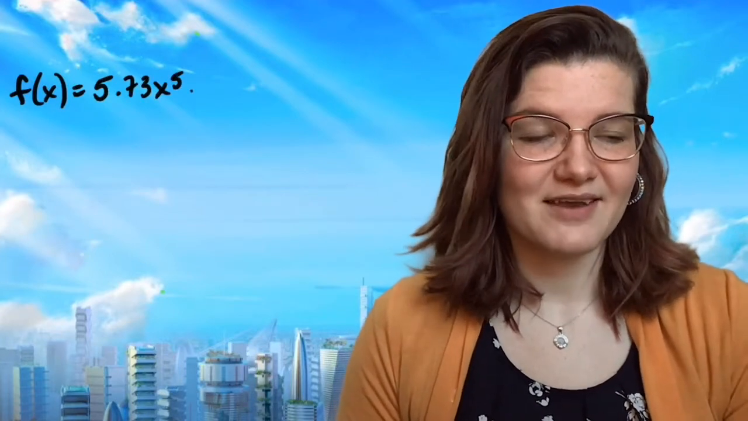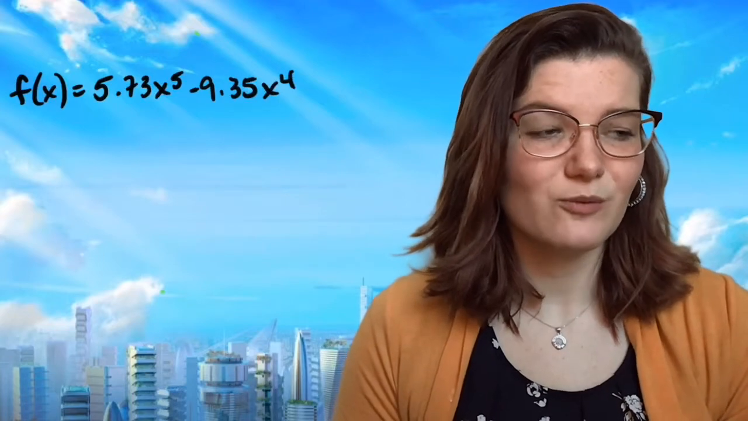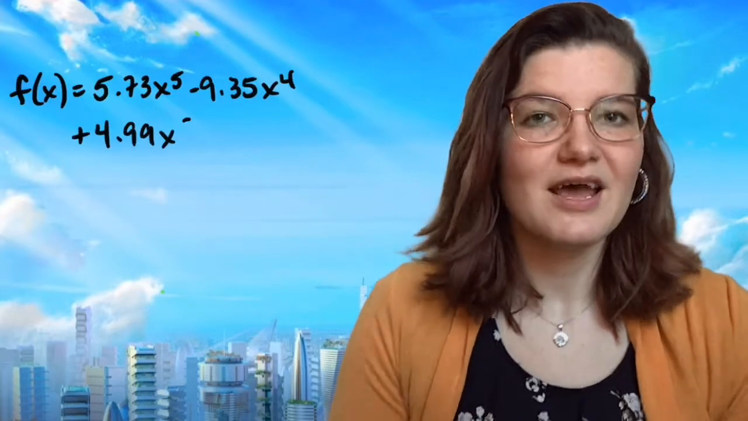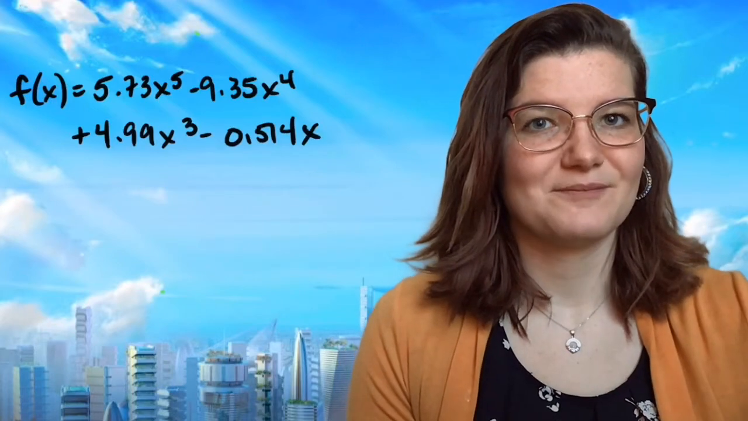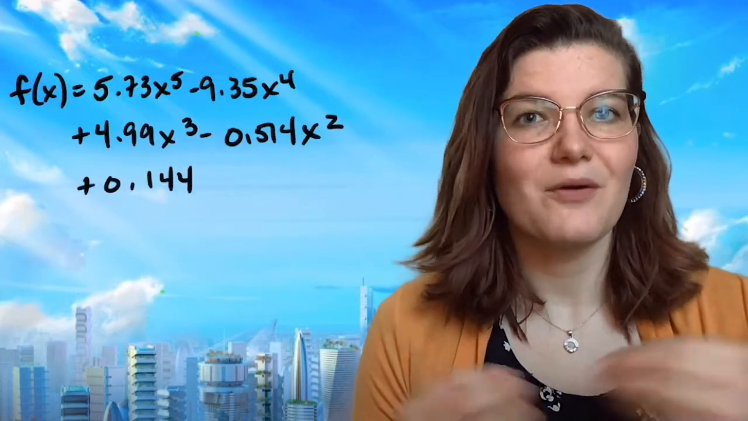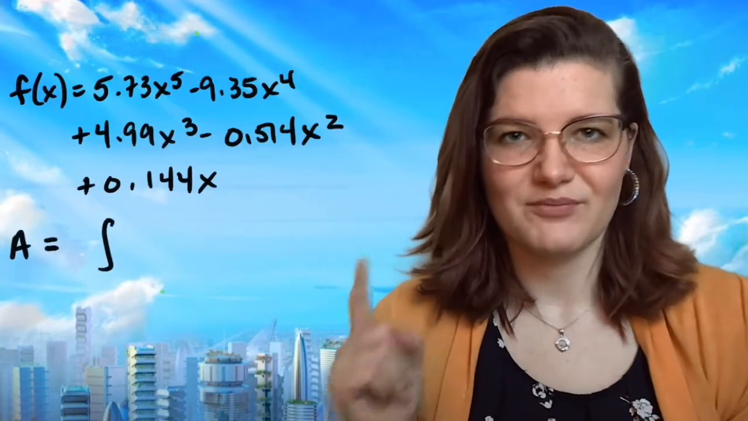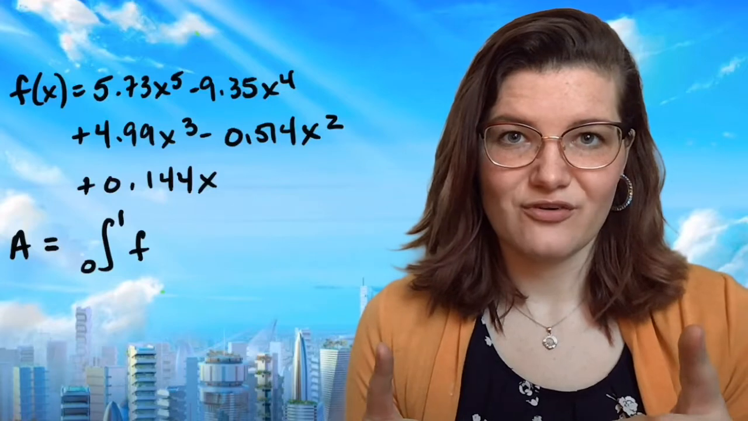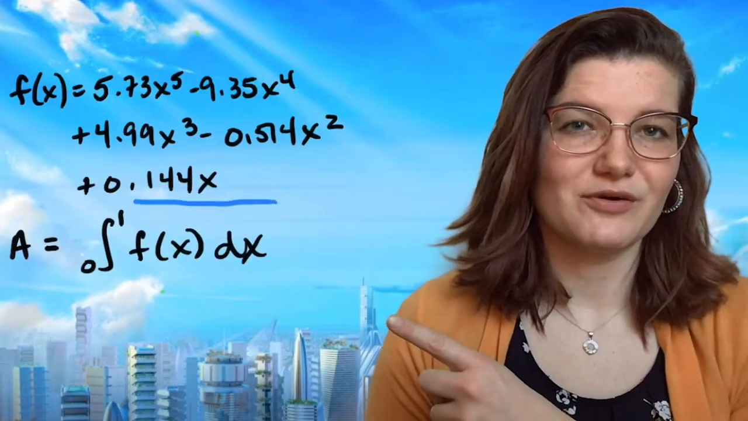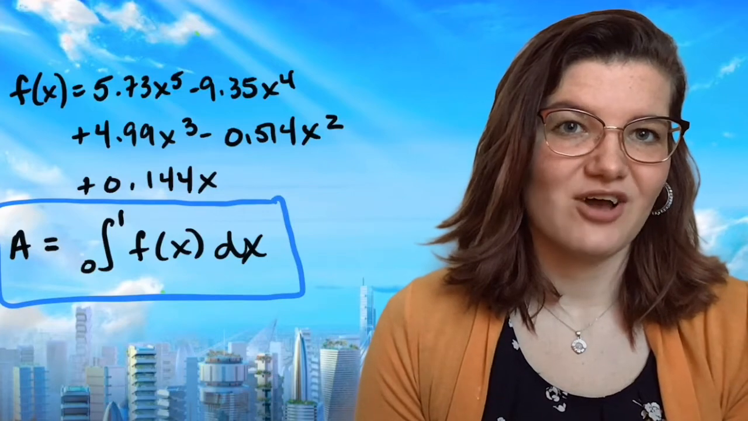Now the trickier part. We need to find the area under the Lorenz curve. Now, in order to do that, first thing we need is the function, and this is the function we found by fitting our curve in Excel. By fitting that curve, the function that we found is f of x equals 5.73x to the 5th minus 9.35x to the 4th plus 4.99x cubed minus 0.514x squared plus 0.144x. So we can use this equation, and what we're going to want to find is the area under the curve from 0 to 1. So when I set up my integral, it's going to look like that. So the integral from 0 to 1 of that long function I just talked out.